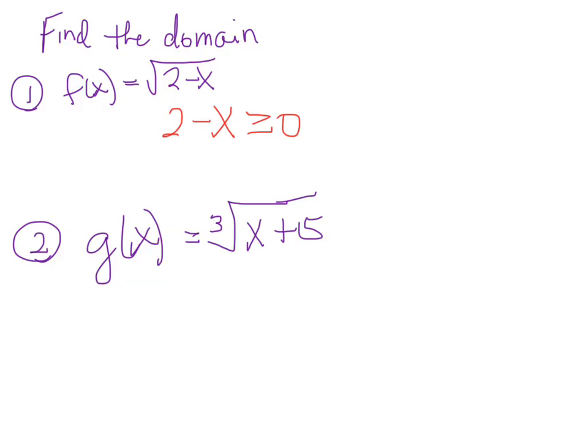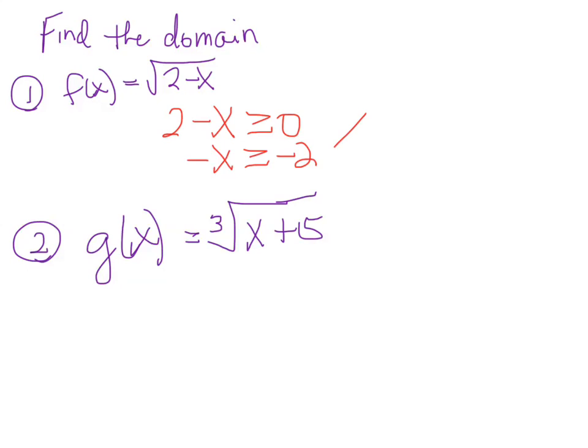So in our even root, we know that we can't take a square root of a negative. Eventually it'll be an imaginary number, but either way it's not going to be in our domain of real numbers. So we're going to make sure that what's inside my even root, which is 2 minus x, is either positive or it can be 0. So I'm going to set it greater than or equal to 0 and solve.